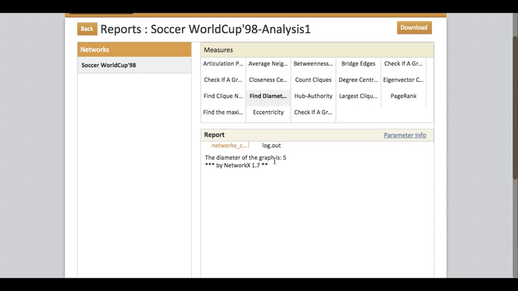So probability degree distribution. I will need to do this in Excel.